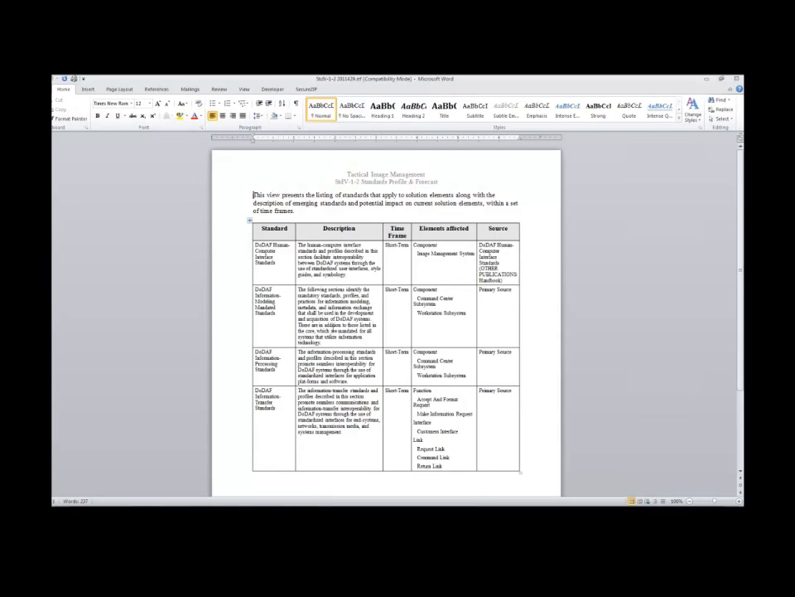The description would also help identify what areas are subject to be changed, what elements they're going to affect in our database, and the source of this information. So that would be your standards view.